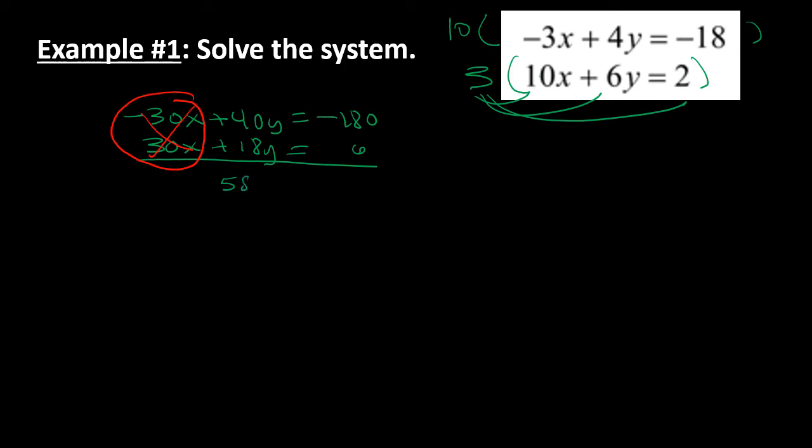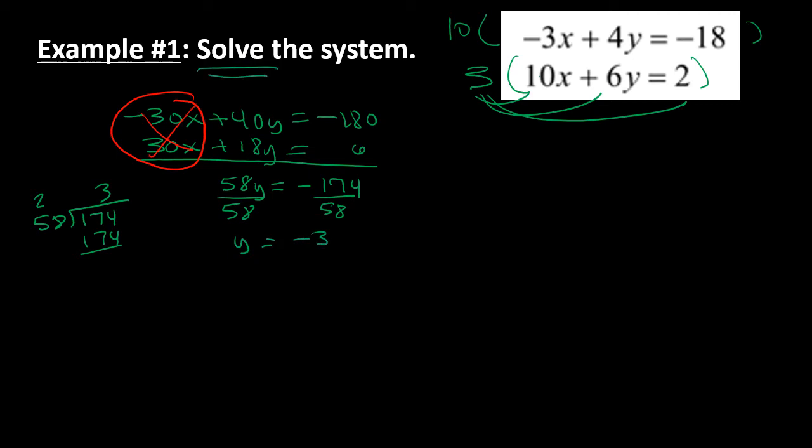So this becomes 58y equals negative 174. And I'm going to divide by 58. And I'm pretty sure 58 goes into 174 3 times. Yes, it does. So y equals negative 3. Now, I am not finished.